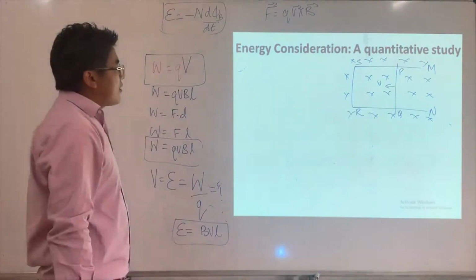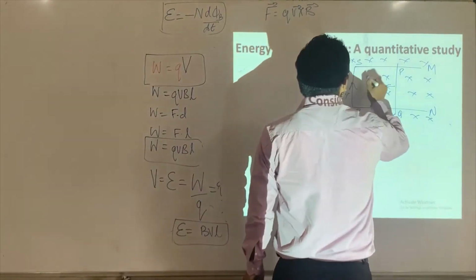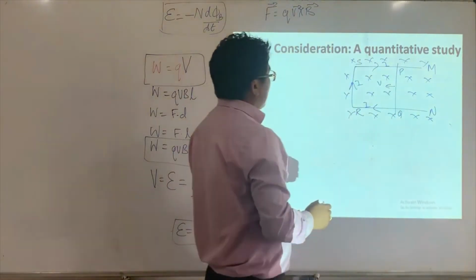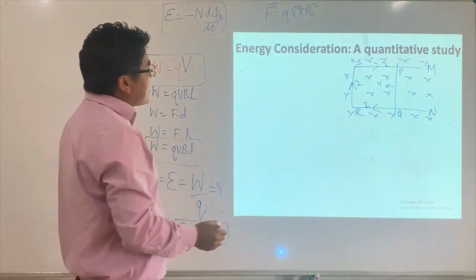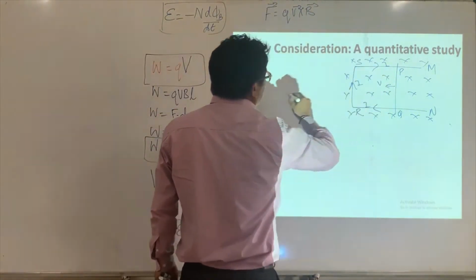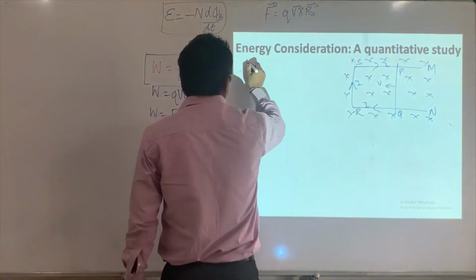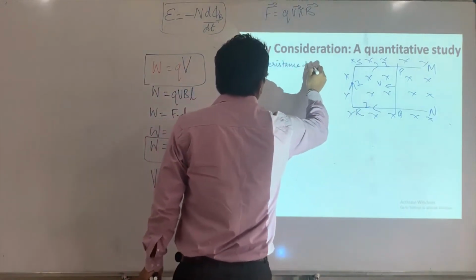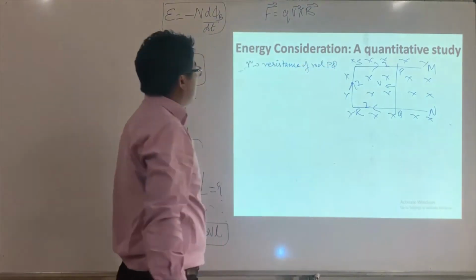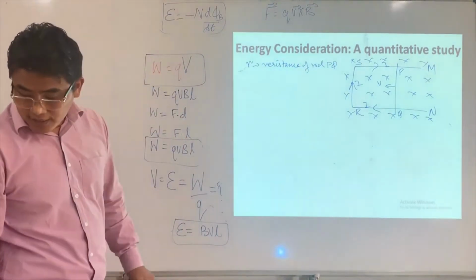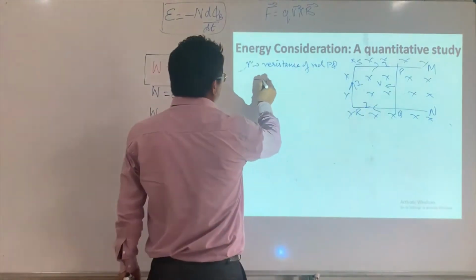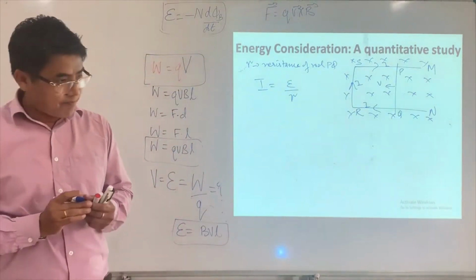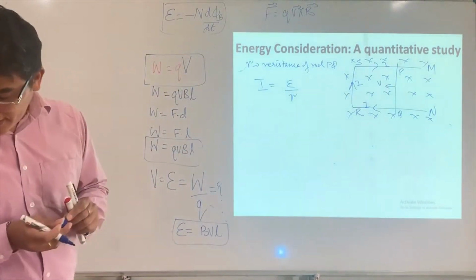Now there will be a current. This is the direction of current. Let's say that the resistance of this coil is R. So R is the resistance of rod PQ. Then what about the current? The current is going to be the EMF induced divided by resistance.